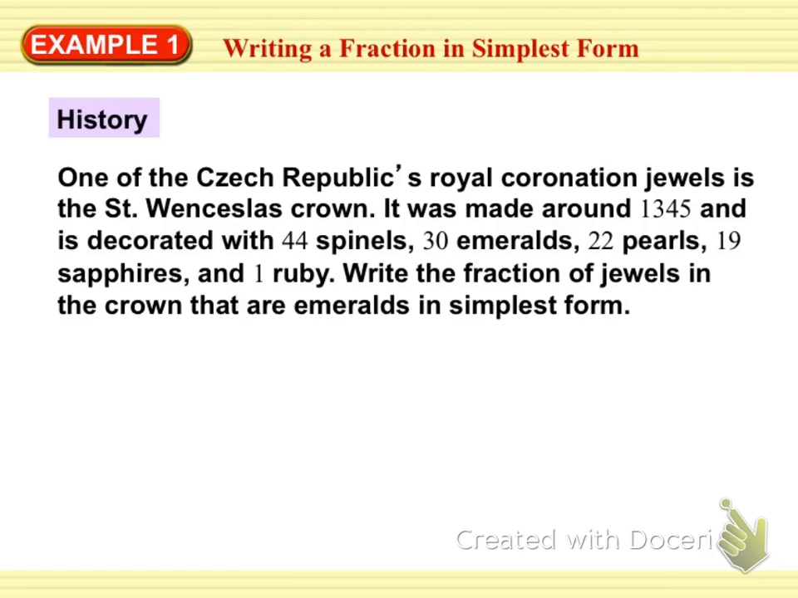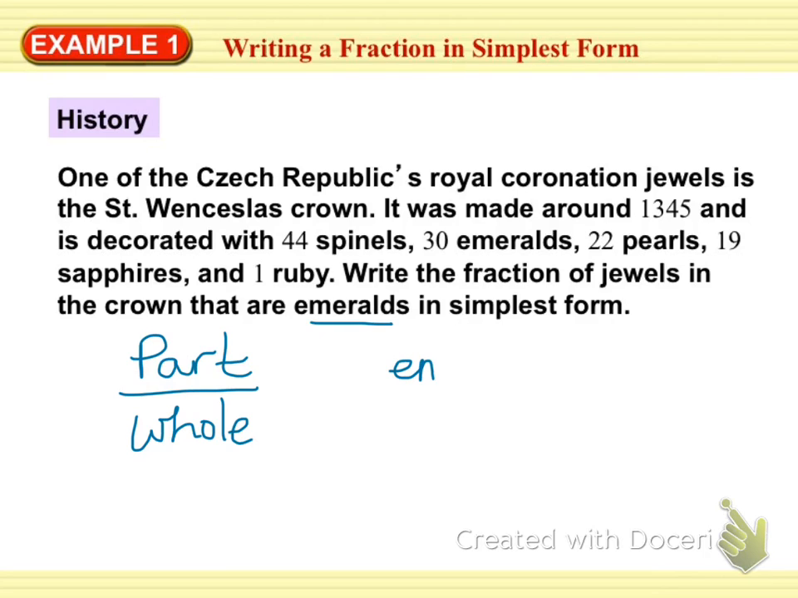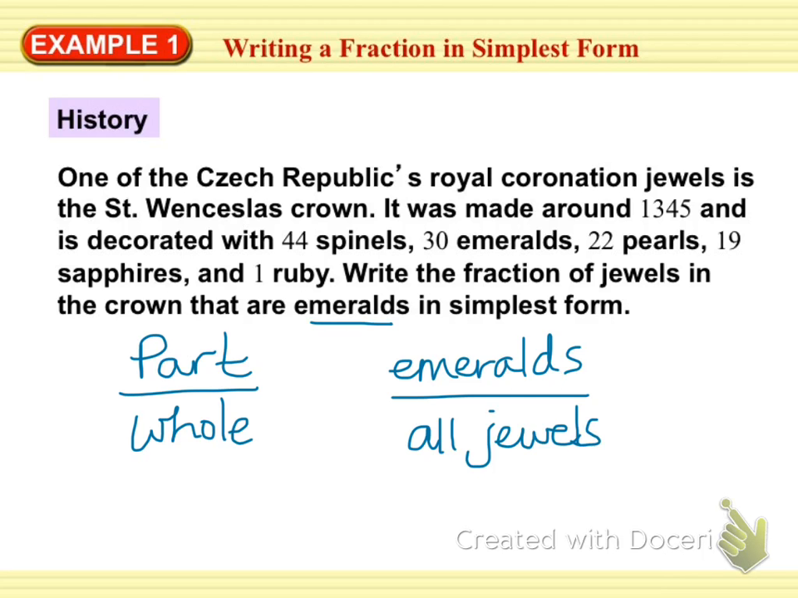So when we're writing a fraction, what are the two parts of a fraction that we need to know about? Right, we have a part being compared to the whole. In this case, the part we are interested in is the emeralds, and we're going to compare it to all jewels. So we have to find the total number of jewels.